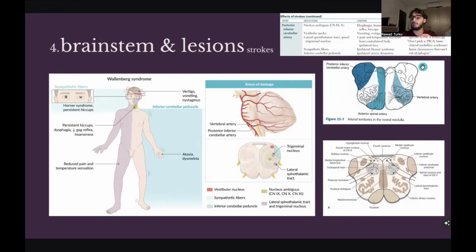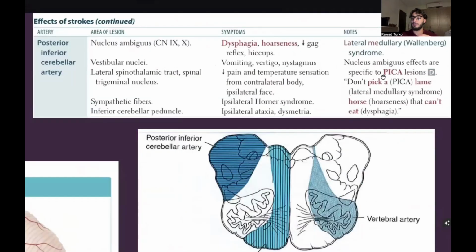Okay, this is a very good mnemonic that I want you guys to try to remember. Don't pick a lame horse that can't eat. So don't PICA for posterior inferior cerebellar artery, lame for lateral medullary syndrome, hoarseness, that's because you're affecting the nucleus ambiguus, which is going to supply cranial nerves 9 and 10, the glossopharyngeal and the vagus nerves, that supply the voice or the vocal cords. That can't eat: dysphagia, because of the same reason.